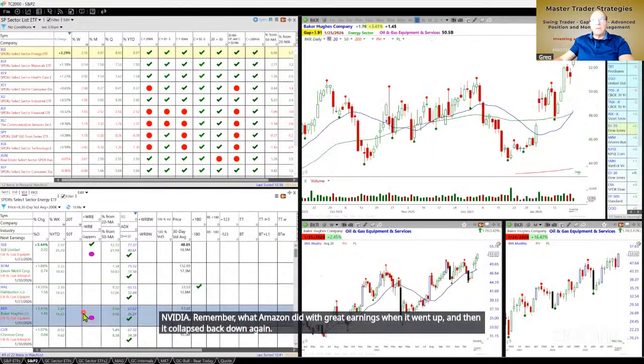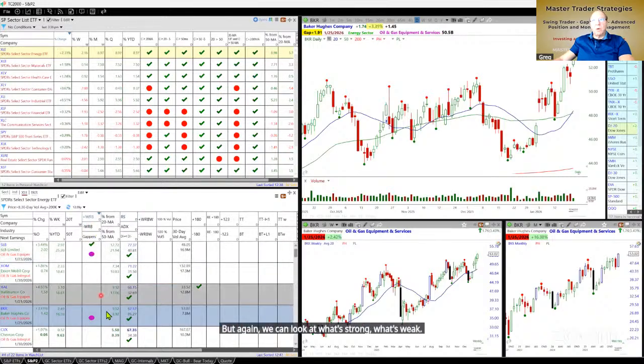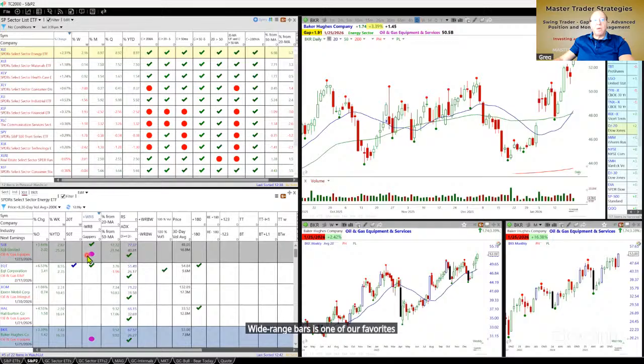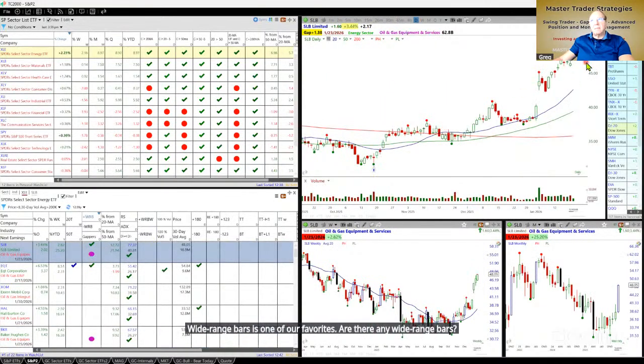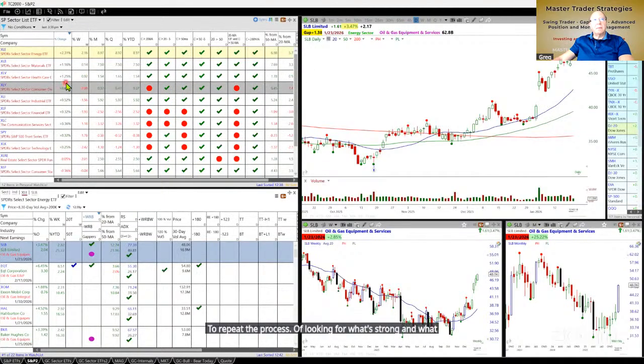But again, we can look at what's strong, what's weak. Wide range bars is one of our favorites. Are there any wide range bars? Yes. Well, there's Schlumberger again. So this is where we can just begin to repeat the process of looking for what's strong and what's weak.